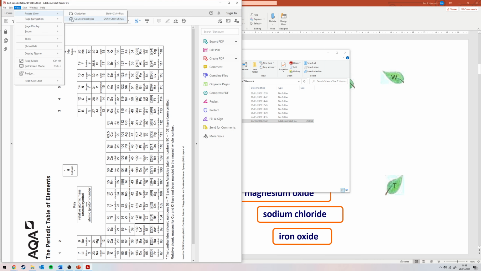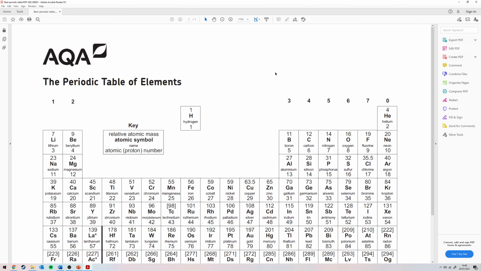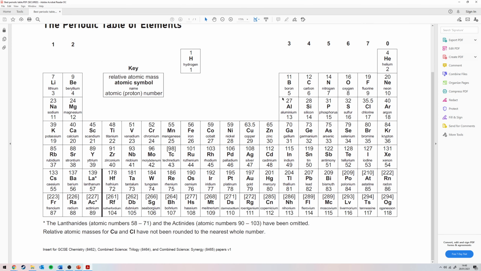So rotate view clockwise. Find boron on your periodic table. The boundary between boron and aluminium is like a line. Now think of it as a step. I'm going to go along, then down, then along, then down like this. So we did this before. You know aluminium is a metal. I'm going to tell you that boron is a non-metal. This entire top row are non-metals. So that's the boundary there.